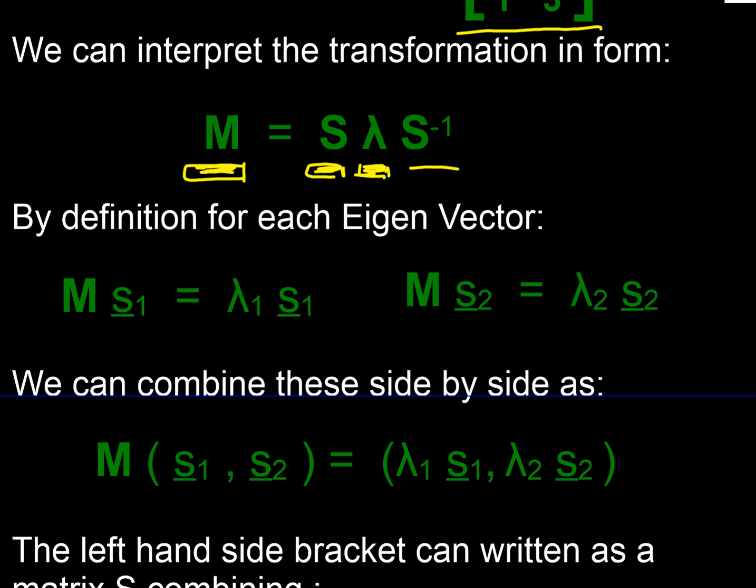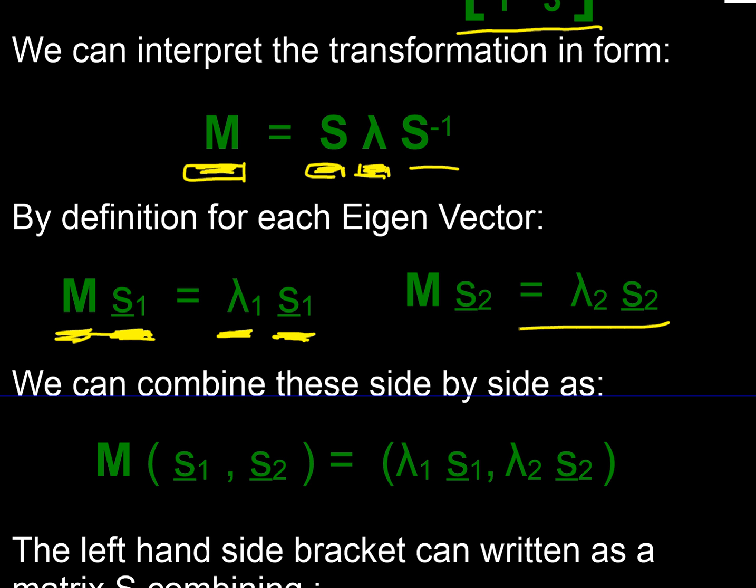Okay, so in principle, what we know from what we've just done is that by definition, for our first eigenvector and its eigenvalue, we know that's a multiple. If we multiply our eigenvector by our matrix, we end up with this relationship: our matrix times our eigenvector gives us our eigenvalue times our eigenvector.